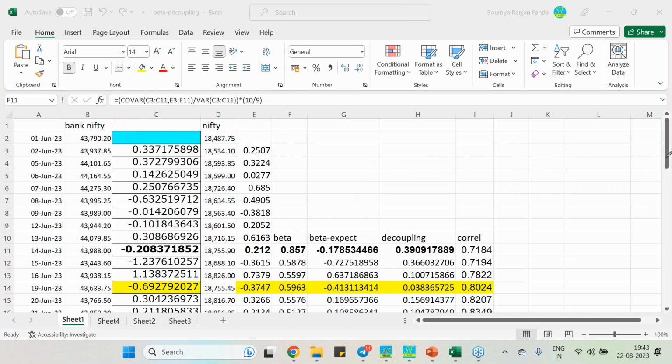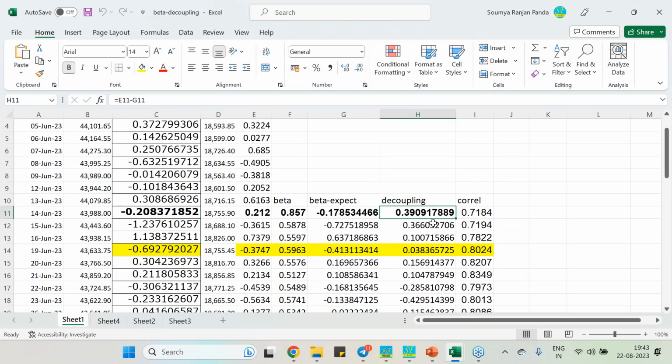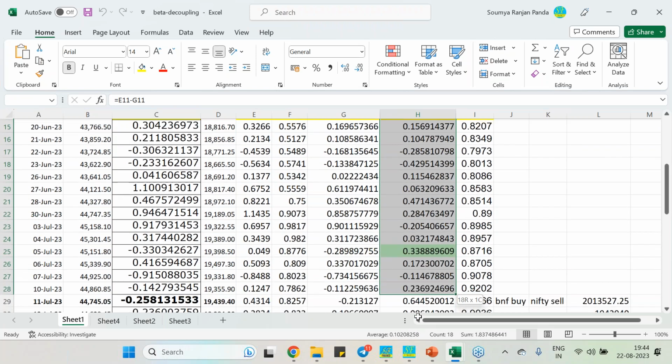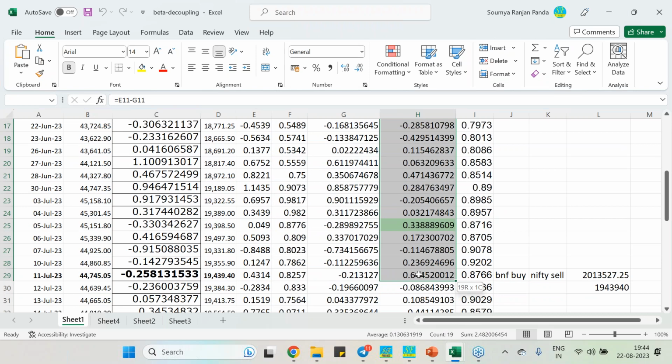Once this decoupling is created, the next day we'll see how much decoupling is created. Every day some decoupling will go on being created, and we'll go on adding it every day. We have taken 3 months. Sometimes the decoupling is less, sometimes more. This addition will continue, and at one point it will give a value of more than 1 to 2.